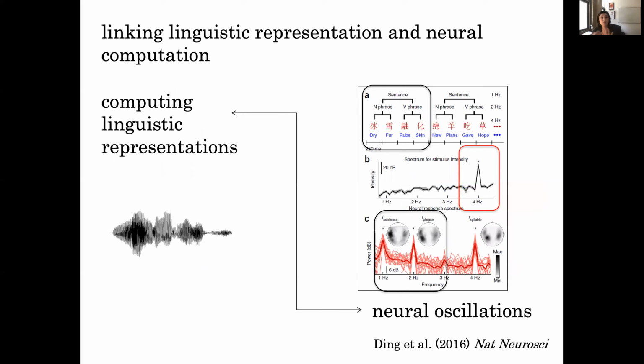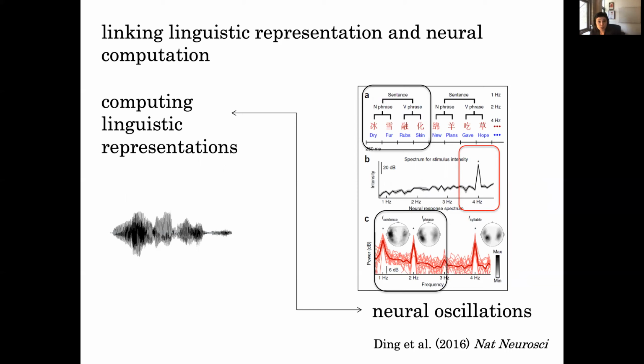All right, so now I'm going to tell you about a single concrete example of this approach. This is based on a highly influential study by Nai Ding and colleagues from 2016, where they used synthesized speech and a continuous stimulation paradigm. You hear synthesized syllables presented at an isochronous fixed rate of 250 milliseconds, or a quarter of a second. That creates a 4 Hertz signal in the stimulus that you hear.